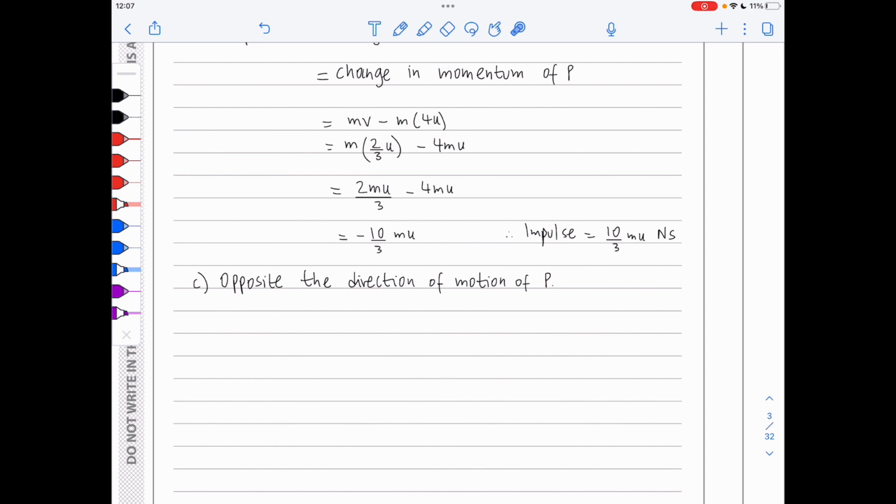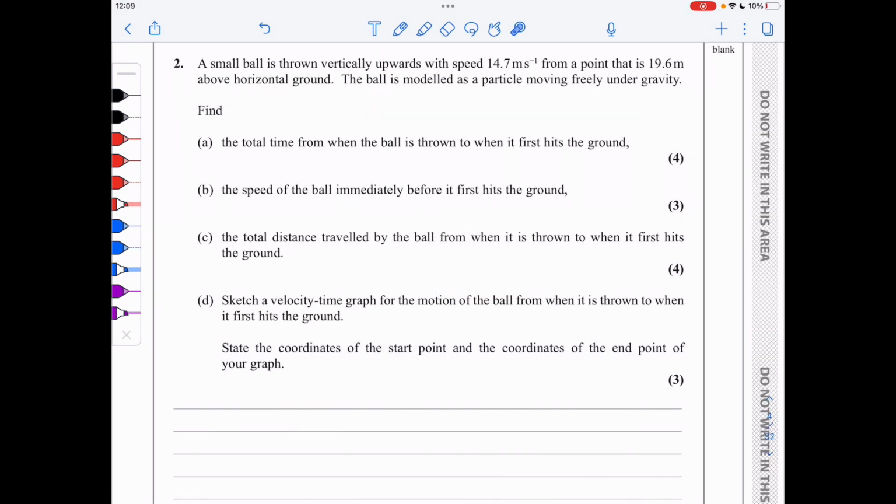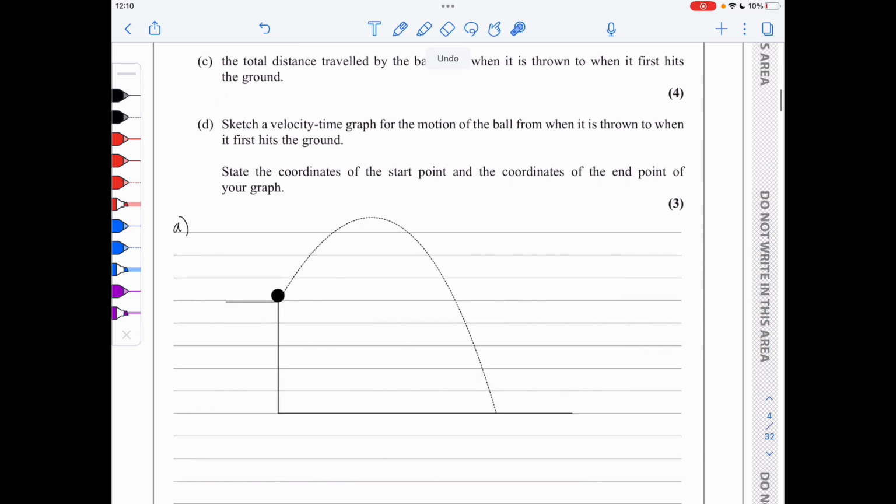In question 2, we've got a small ball thrown vertically upwards with a speed of 14.7 meters per second from a point 19.6 meters above horizontal ground. We need to determine the total time from when the ball is thrown to when it first hits the ground. It makes sense to draw a diagram here. So this is what's happening here.